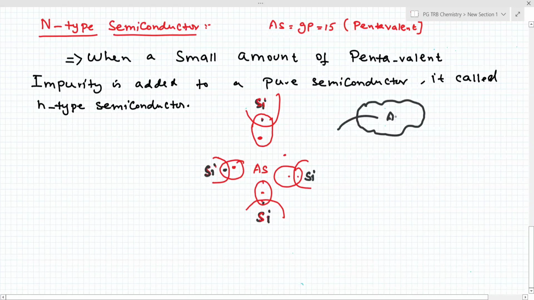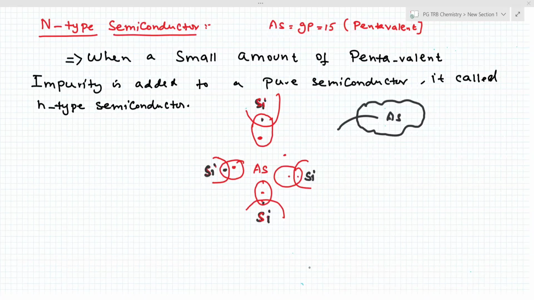I will add arsenic into this silicon crystal. Silicon valence electrons are 4. So out of the 5 arsenic electrons, how many electrons can bond? Students, tell me. 4. But the remaining one electron is left over. Silicon valence is 4, arsenic has 5 valence electrons, but silicon bonds with 4 arsenic electrons and the remaining 1 electron stays free. Due to that 1 electron, they call it negative.